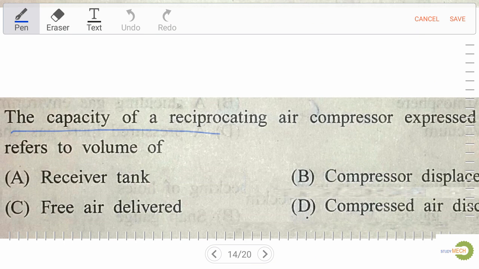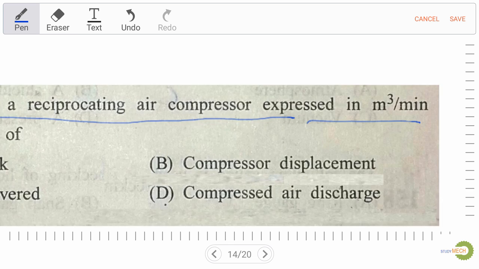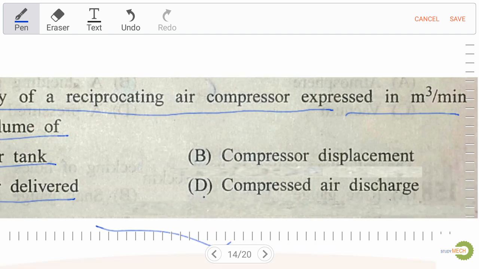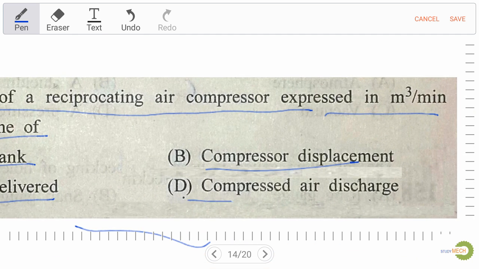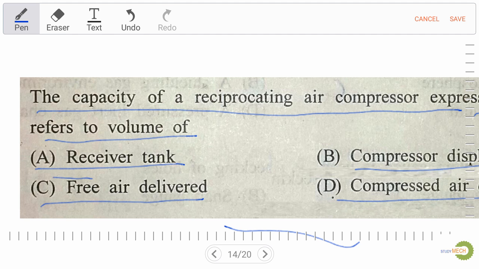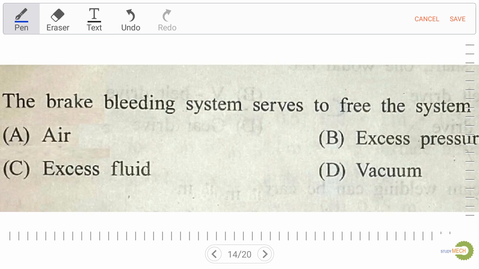The capacity of reciprocating air compressor expressed in meter cube per minute refers to volume of option A, receiver tank, option B, compressor displacement, option C, free air delivery, and option D, compressed air discharge. So our right answer over here is option C, free air delivered. Always remember. Now let's discuss another important MCQ.